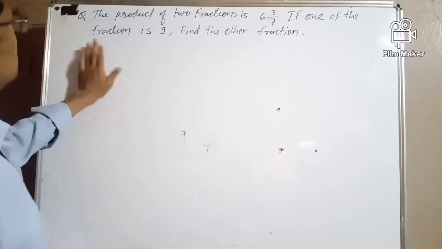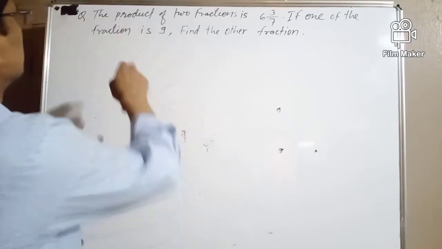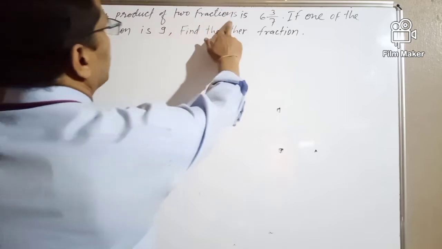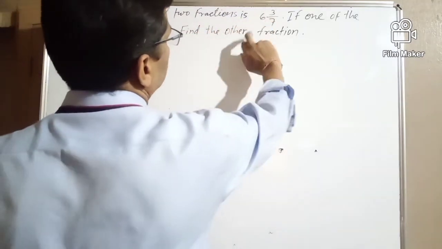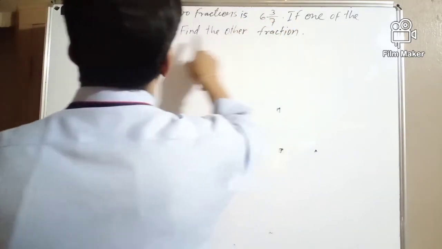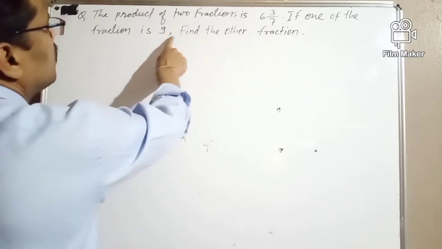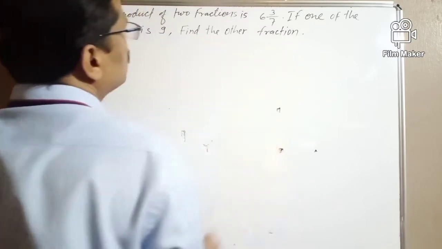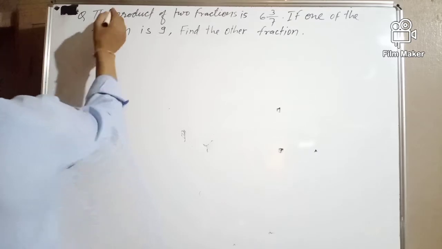Look here, in this question, first we have to see what we have here. The product of two fractions is 6 whole 3 upon 7. If one of the fractions is 9, find the other fraction. So first we will write what is given.